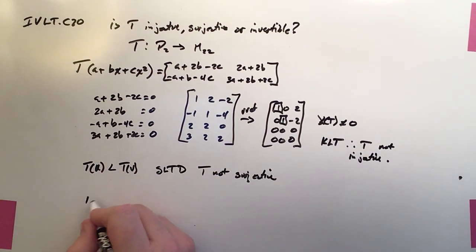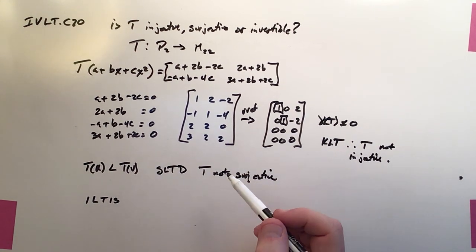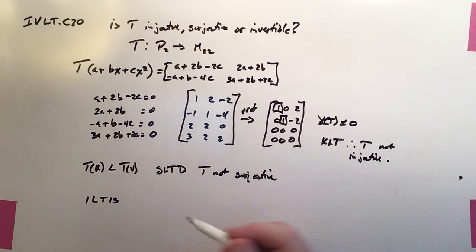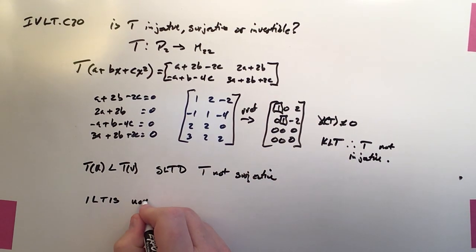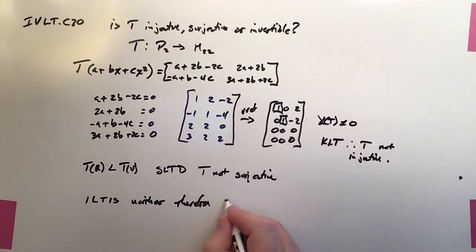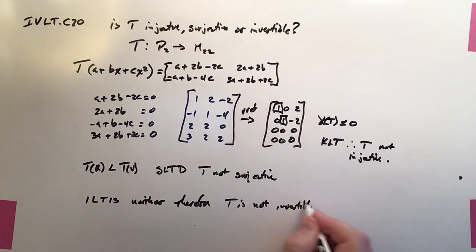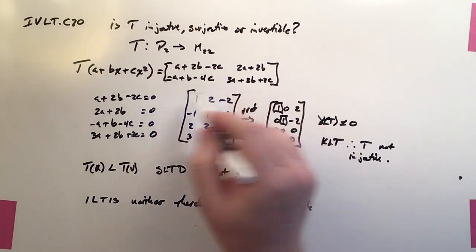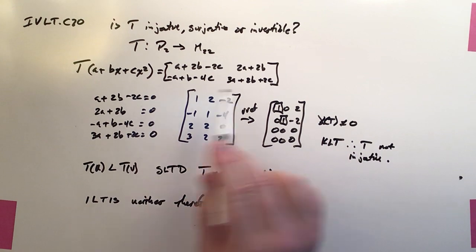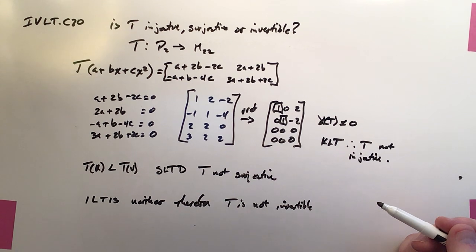Invertible by theorem ILTIS. And that basically says in order to be invertible, it has to be surjective and injective. And this one's neither. Therefore, T is not invertible. Which means there would be no way to take the output and move it back to the input. There is no linear transformation that would undo this transformation, and it's because it's not both injective and surjective. And that's it.